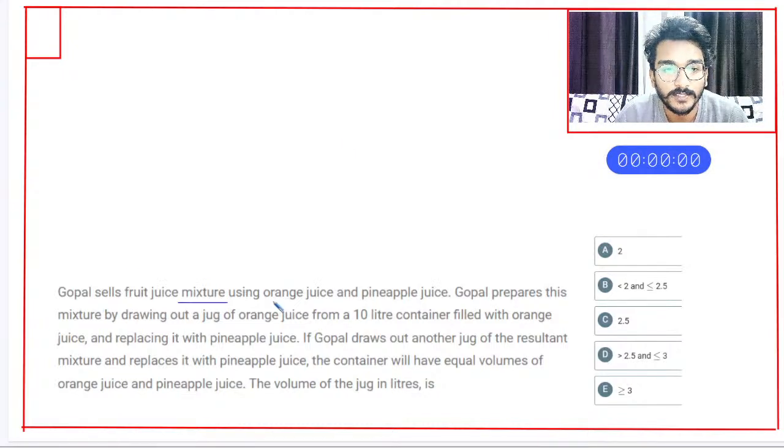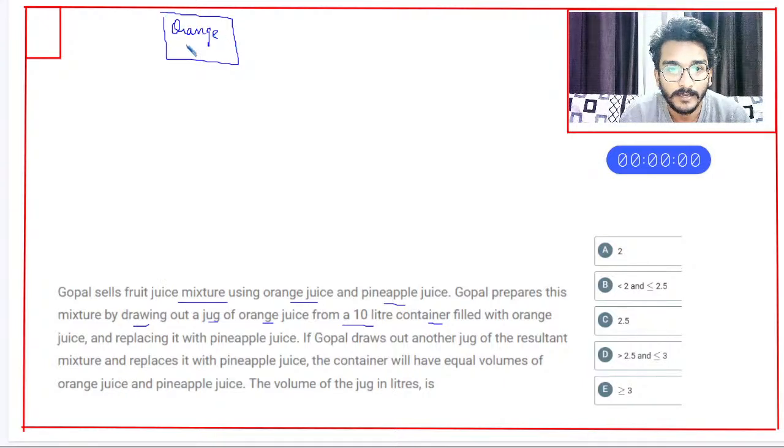He sells fruit juice mixture using orange and pineapple. Gopal prepared this mixture by drawing out a jug of orange juice from a 10-liter container filled with orange juice. So he is taking out some quantity from a 10-liter container with orange juice. So there is a container of orange having a quantity of 10 liters. He is taking out some liters. Then there is pineapple. He is replacing it with some pineapple quantity.